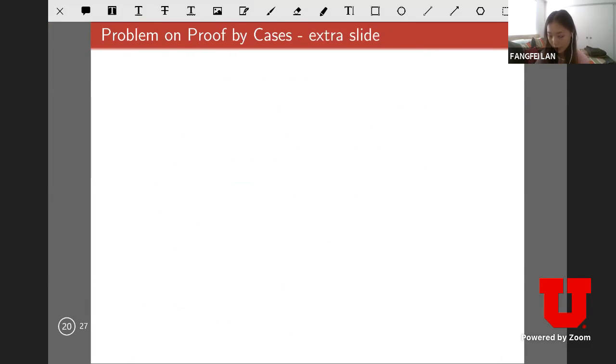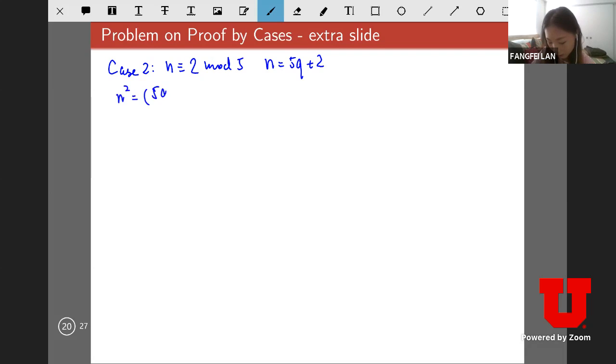So if we keep going for case 2, where n is 2 mod 5, that means n is equal to 5q plus 2 now, because the remainder is 2. And then we can do the same thing. n squared is equal to (5q plus 2) squared, which is 25q squared plus 20q plus 4.